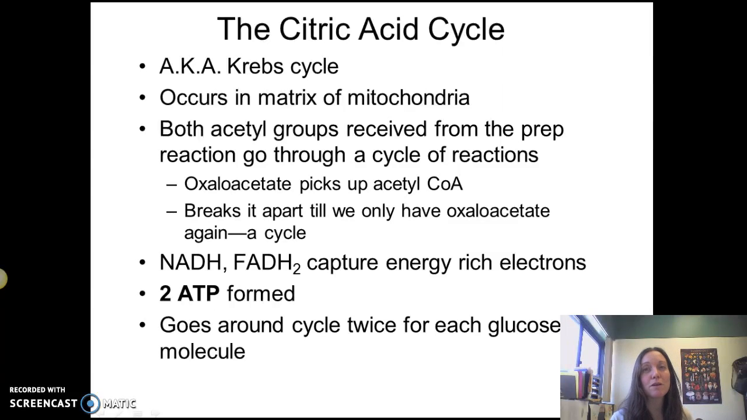So electrons are removed. NAD+ and FAD take those electrons. I have here NADH and FADH2 carry those electrons or capture them. So those NADH and FADH2 are the reduced forms carrying the electrons. The electrons will be used in the electron transport chain next. 2 ATPs are formed, 1 for each acetyl-CoA that goes into the cycle.